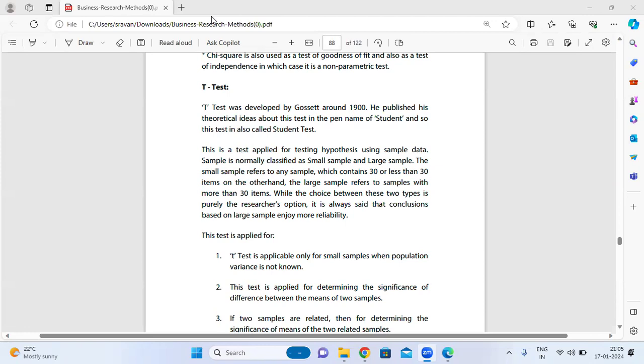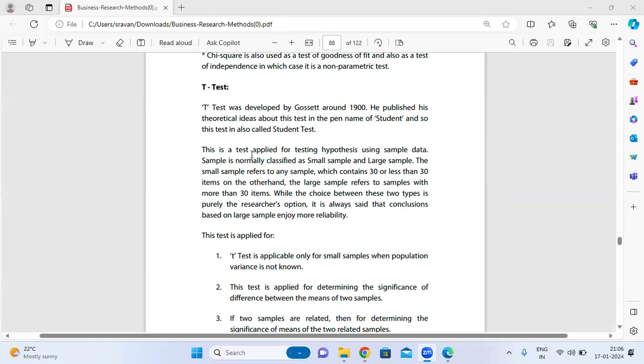The t-test was developed by Gosset around 1900. He published his theoretical ideas about this test under the pen name of a student, and so this test is also called the Student's t-test.